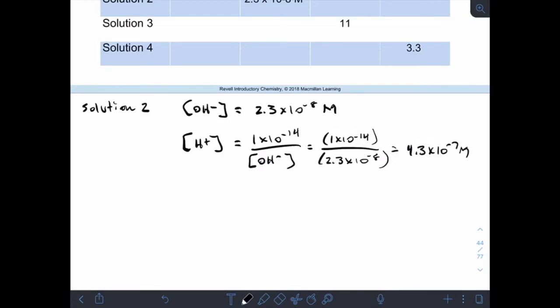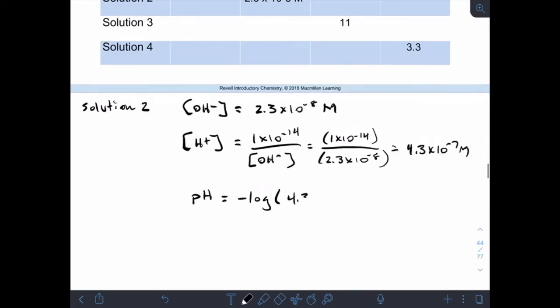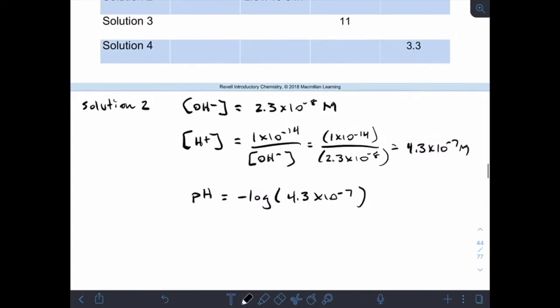Okay? So the next easiest thing is the pH. The pH is negative log of the H plus, and now that I know that, I can compute that. And remember, this is the H plus. And we get an answer of 6.36. Okay, and I'll talk about sig figs here in just a minute after we finish this stuff, because the rules for sig figs and logs are a little bit tricky.